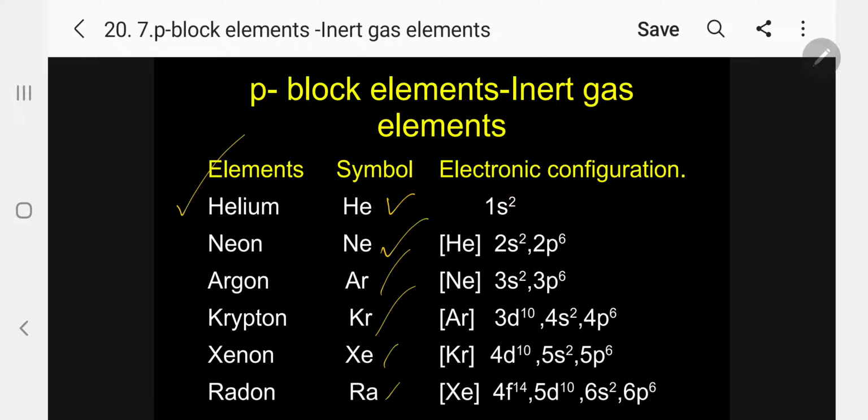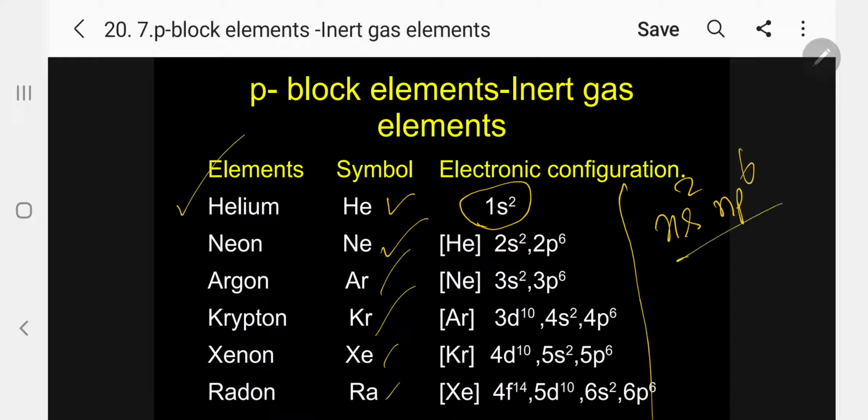So the important information here: all these noble gas configurations are chemically inert because of the completed configuration. Here the exception is helium only, 1s2. In all other elements it is 2s2, 2p6, that means general formula ns2, np6, totally 8 electrons. According to octet theory, the element having 8 electrons in the central atom normally will produce a stable compound.